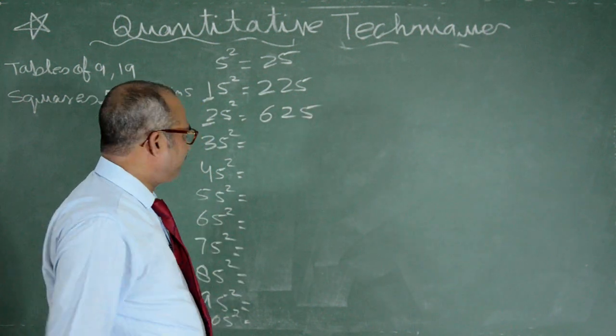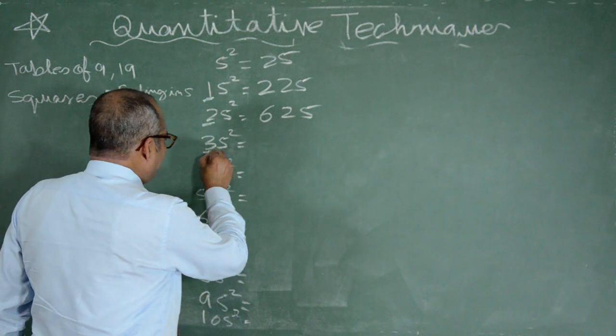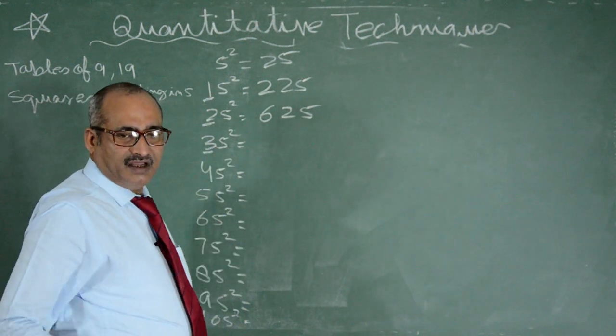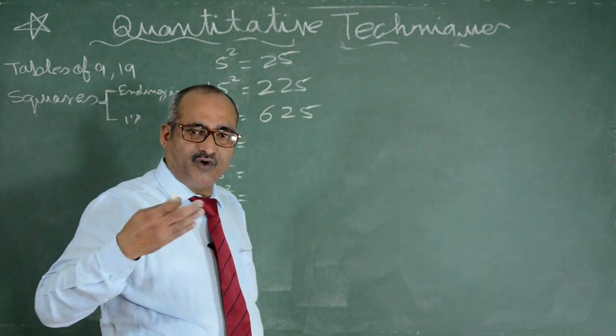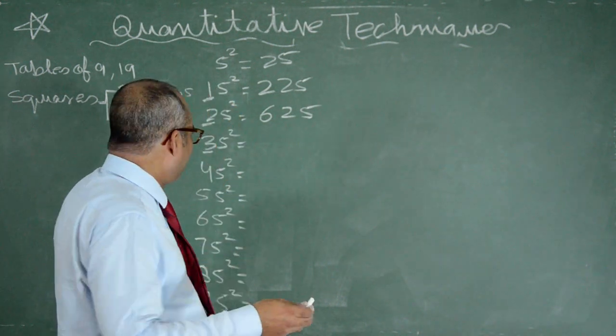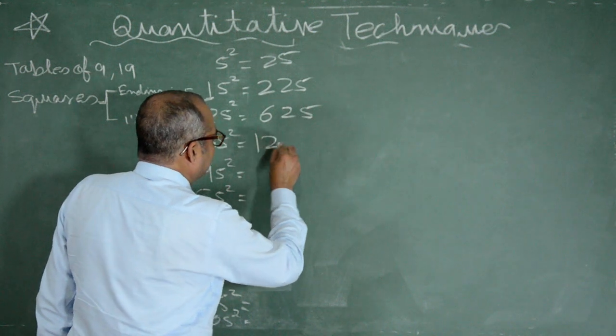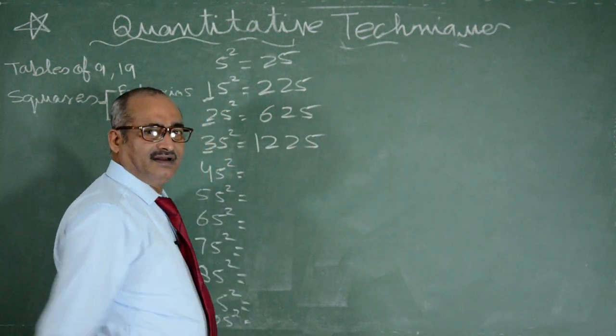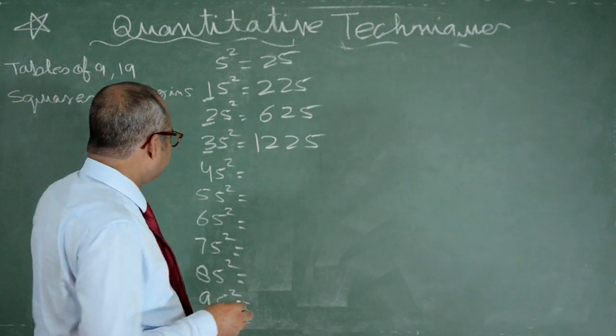How easy it is. Square of 35. Before 5, 3 is written. Successor of 3 is 4. You just multiply 3 by its successor. 3 into 4 is 12. Then write 25. This is square of 35.